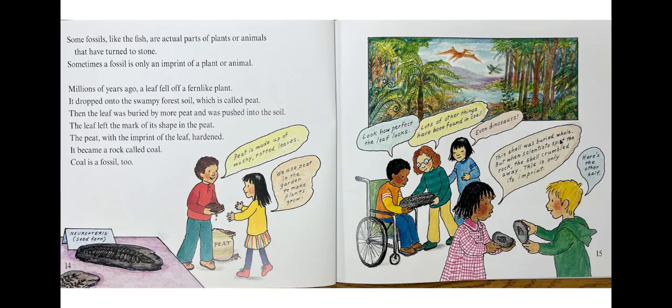This shell was buried whole, but when scientists split the rock, the shell crumbled away. This is only its imprint. Here is the other half. So an imprint is like if you have Play-Doh and you squish your finger in it, the hole that's left there is the imprint.